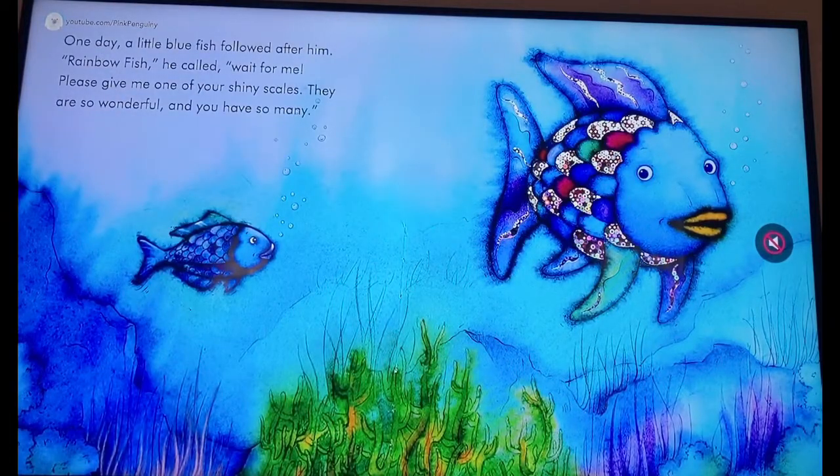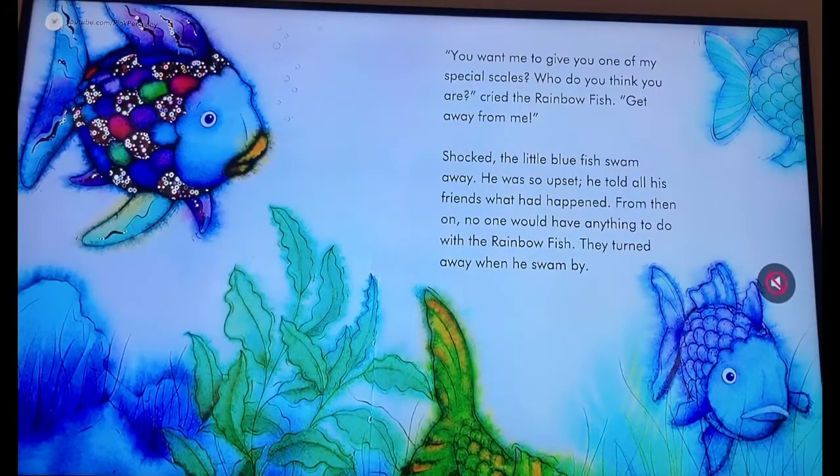One day, a little blue fish followed after him. "Rainbow Fish," he called, "wait for me! Please give me one of your shiny scales. They are so wonderful and you have so many." "You want me to give you one of my special scales? Who do you think you are?" cried Rainbow Fish. "Get away from me!" Shocked, the little blue fish swam away. He was so upset, he told all his friends what had happened. From then, no one would ever have anything to do with Rainbow Fish. They turned away when he swam by.